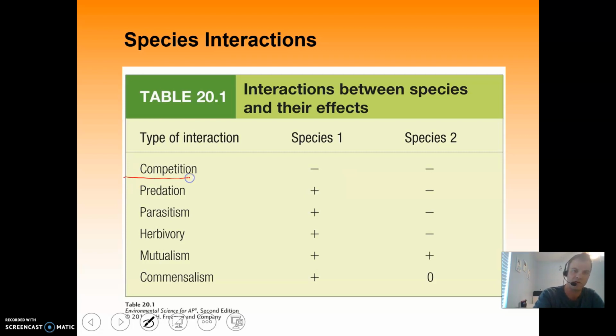And so you can see here a breakdown of which is negative and which is positive. Competition, like we saw before, does have negative consequences for both species, even the stronger competitor. Predation is positive for the predator, negative for the prey. Parasitism is positive for the parasite, negative for the host. Herbivory is positive for the consumer and negative for the producer. Mutualism is positive for both species, where commensalism is positive for one and then neutral for the other. It doesn't affect it.